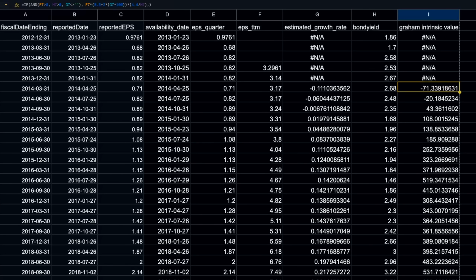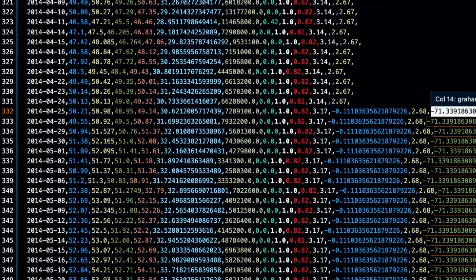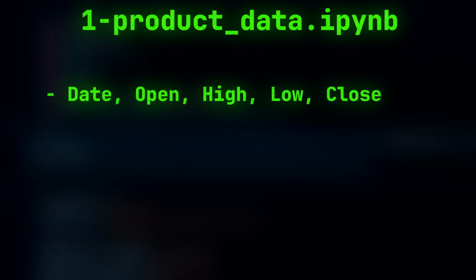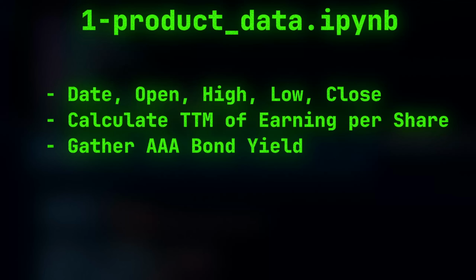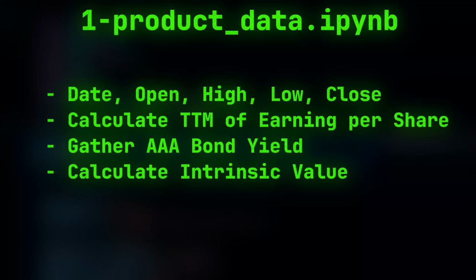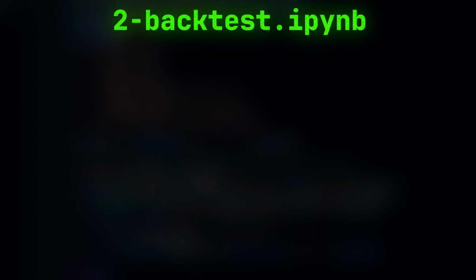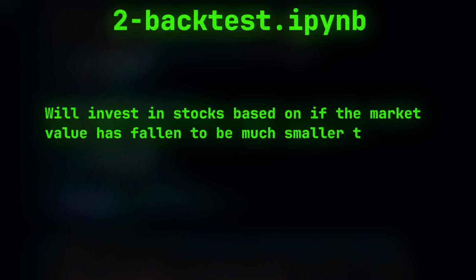Now that the code is independently validated, we can explore this automated investing system. I run the produce data module and it will compile the date, open, high, low, close values, calculate the trailing 12 months of earnings per share, look up the AAA bond yield for each date in our list, and calculate an estimated growth rate and intrinsic value. Then we run the backtesting script that takes in all of this data and will invest in stocks based on if their market value has fallen to be much smaller than the intrinsic value.